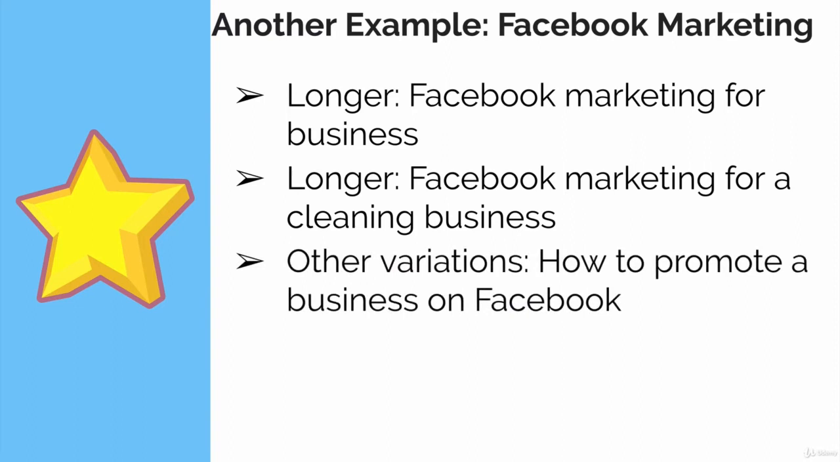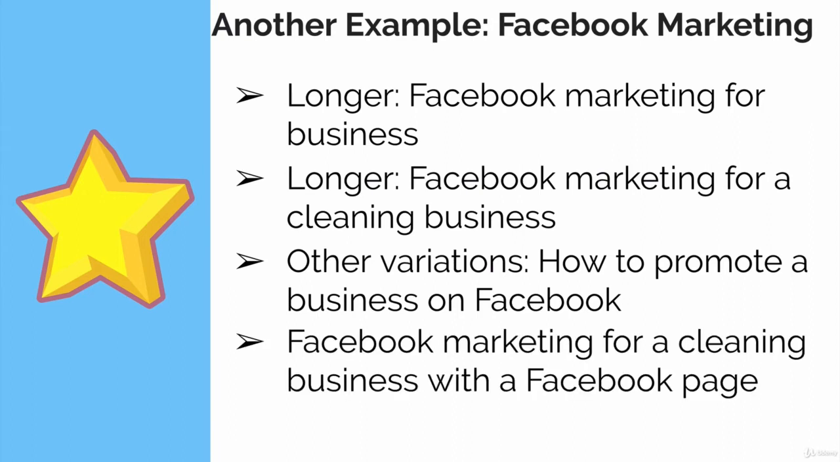You see, so there's different ways to go long tail on these keywords. Another example is Facebook marketing for a cleaning business with a Facebook page. You see how I added the Facebook page there. That makes it even easier. The only challenge is at some point when you get so long tail, there's just not that many people searching for it, but that's actually possibly more traffic than you'd get if you were to target the short tail keyword, which is just Facebook marketing, if you aren't able to rank for it.